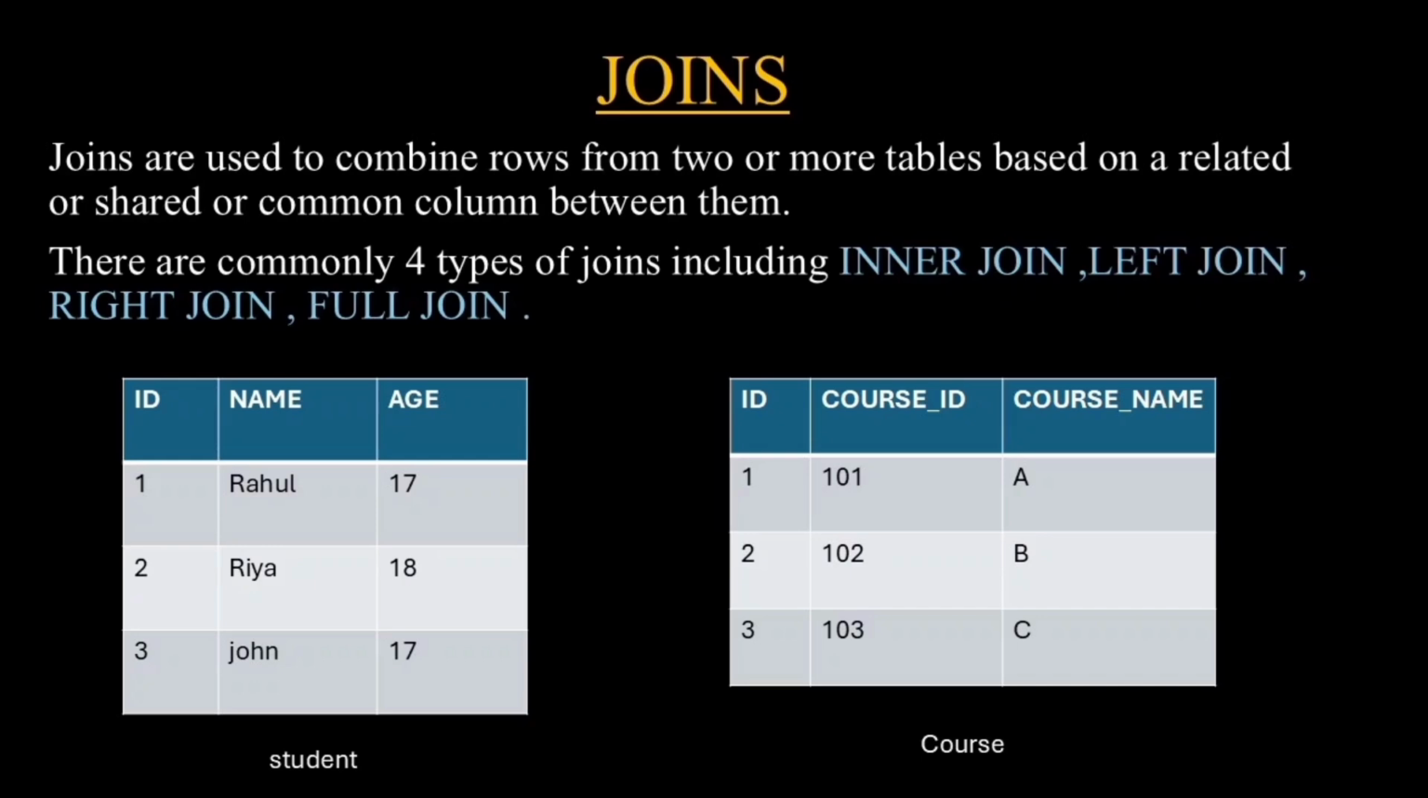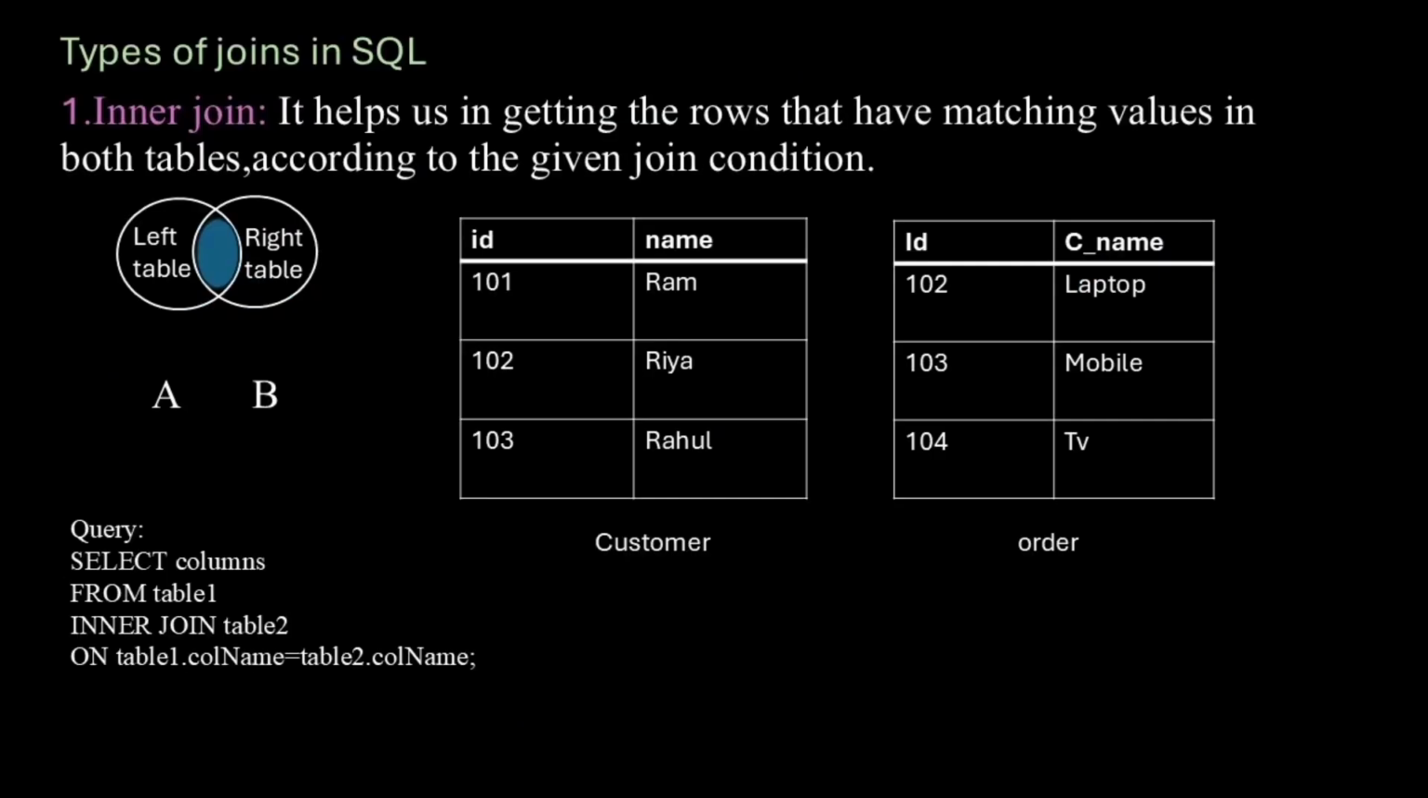Now in these particular tables, you can see there is a student table and then there is a course table. In the student table we have an ID column and in the course table we also have an ID column. Since they both have a common or shared or related column, we can perform a join operation on them to get the details of name, age, course ID and course name for a particular student. Let's discuss different types of joins in SQL.